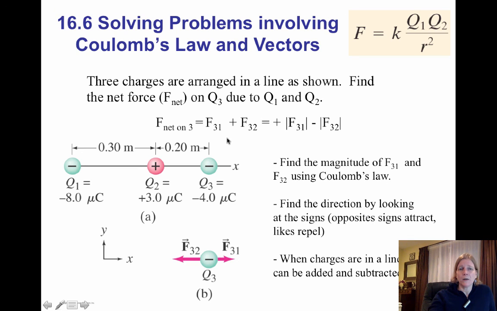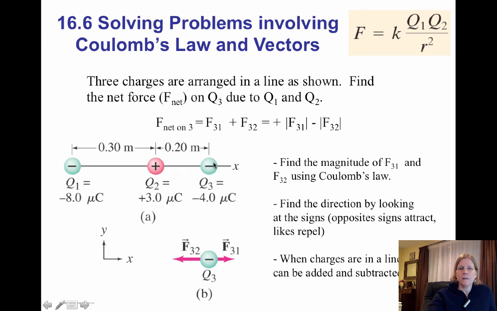And then I'd have to figure out how to combine those as 2 vectors. To do that, I have to look at the signs on the charges. So here, find the direction by looking at the signs. Opposites attract, likes repel. So I'm looking for the net force on 3. The force on 3 due to 1, they are likes, so they repel. So the force on 3 due to 1 is going to be away from 1, or to the right. If I make to the right be the positive direction, that'll be a positive vector.